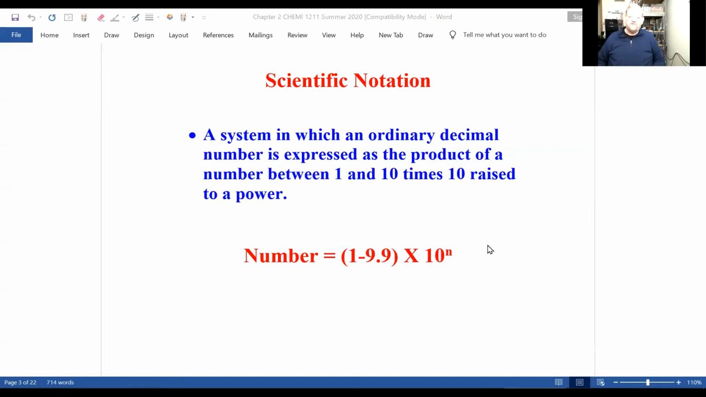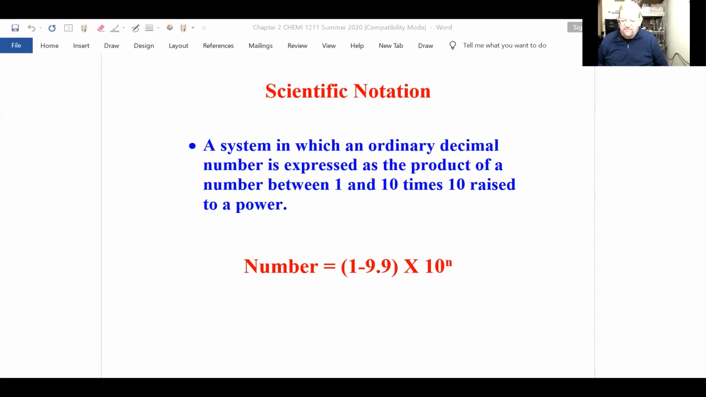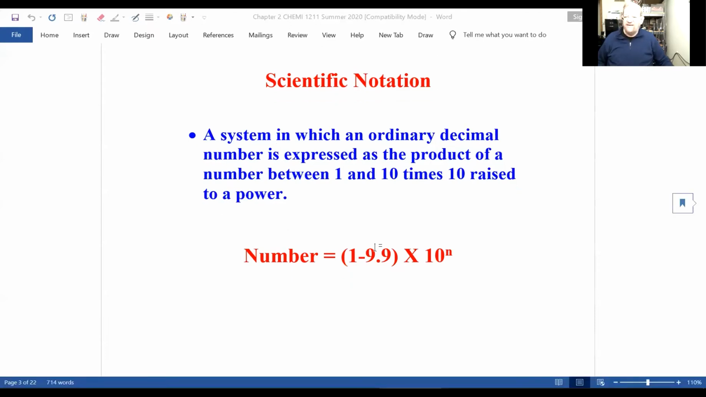So scientific notation is when you have a number n between 1 and 9.999, never less than 1, never 10 or more, times 10 to the nth. And you can show a large number using scientific notation. And we practice that.